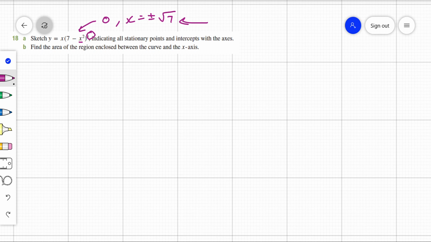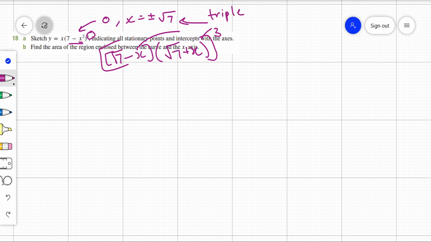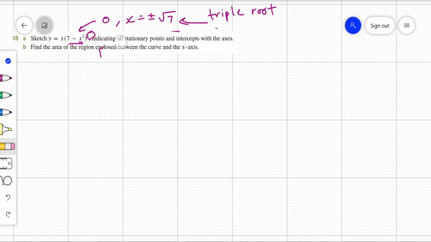So this would be the difference of two squares, and then if I do that, I'll show you, root 7 minus x and root 7 plus x, but this is still cubed. So both of these brackets, or both of these roots, are triple roots. So remember, for a triple root, it looks like a cubic at that point. Alright, so that's handy to know.